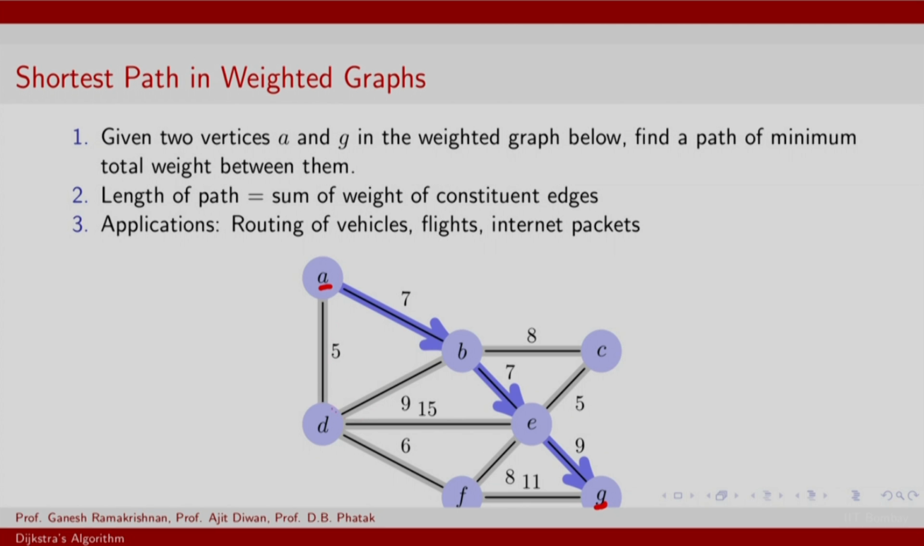There are also other paths, one through D, which actually affords a slightly different weight, 22. So which of these paths will be the shortest? The length of a path is the sum of weights of the constituent edges, and this has several applications such as routing of vehicles. The weight could denote the length of a particular road. It could also denote the time required to get from A to B based on congestion conditions and so on. One could look at flight routing, internet packets in an IP network and so on.